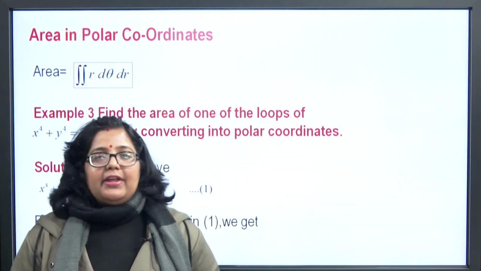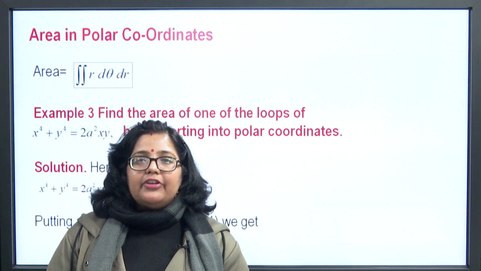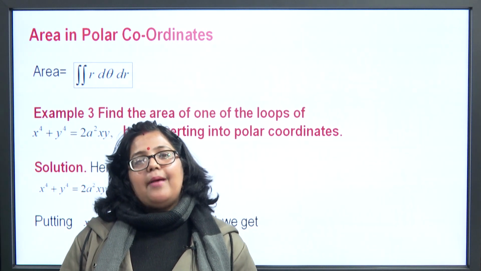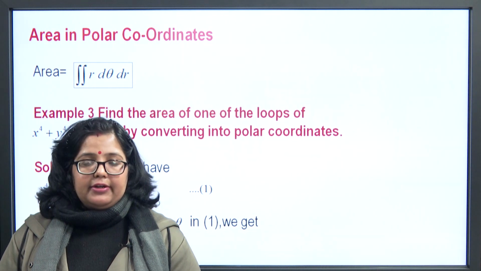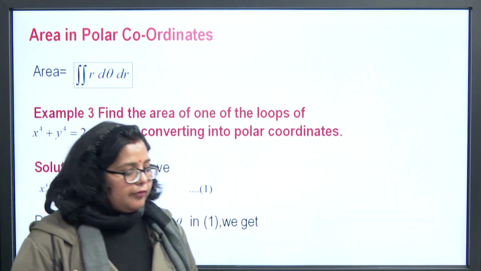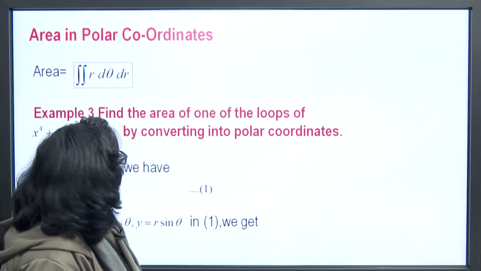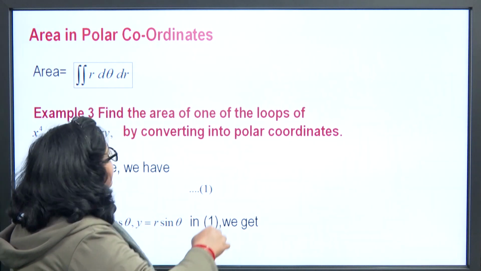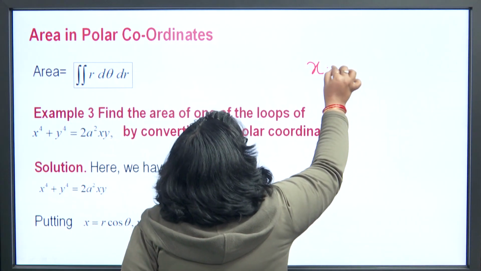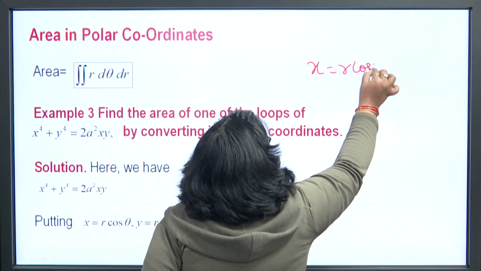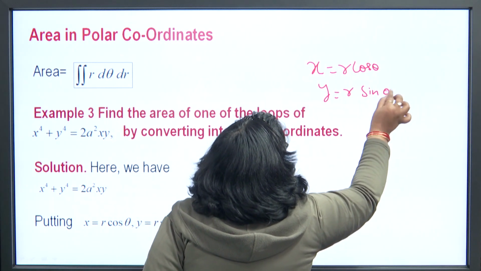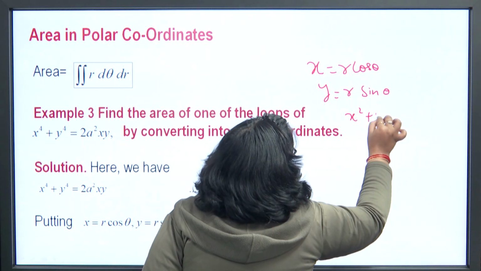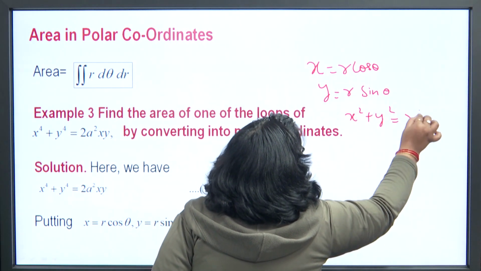Before this, we solved the question in Cartesian coordinates. In this example, we find the area in polar coordinates. This form is not different from the others. We know that x is equal to r cos theta, y is equal to r sin theta, and everyone knows that x square plus y square is equal to r square.